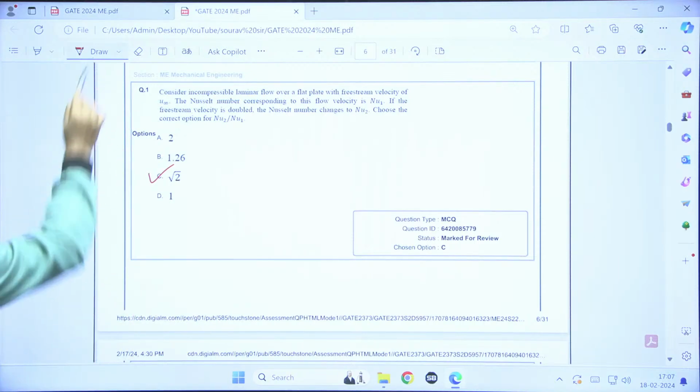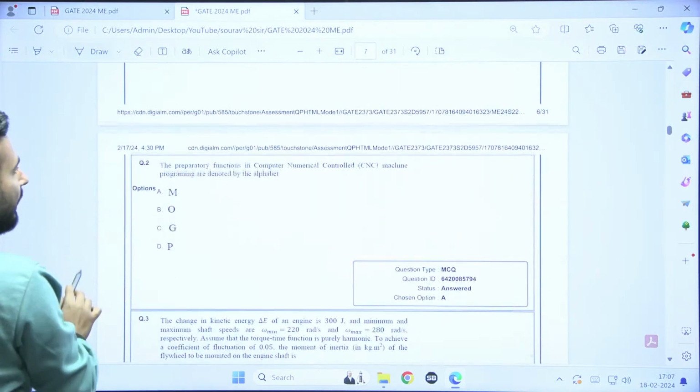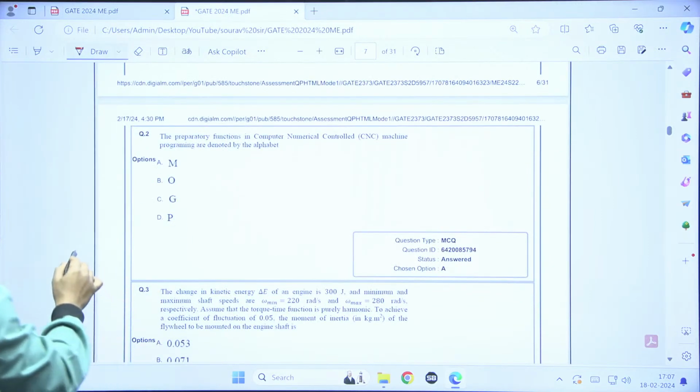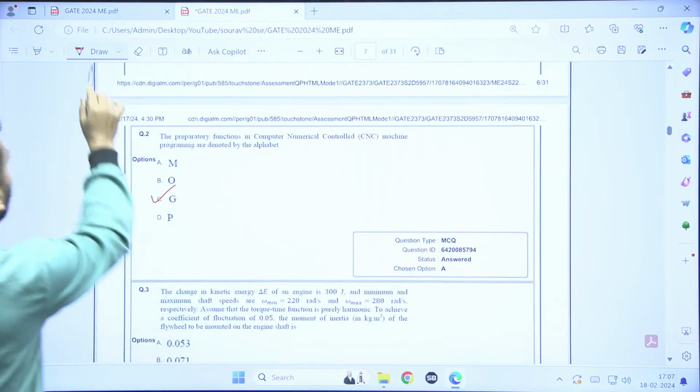Okay, moving on to the next question. The preparatory functions in a computer CNC machine, its answer will be G.